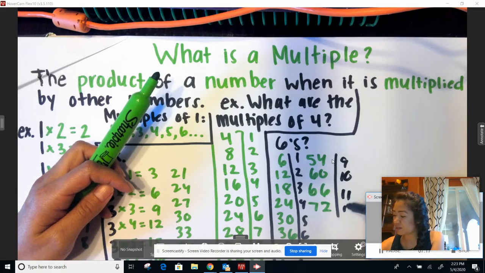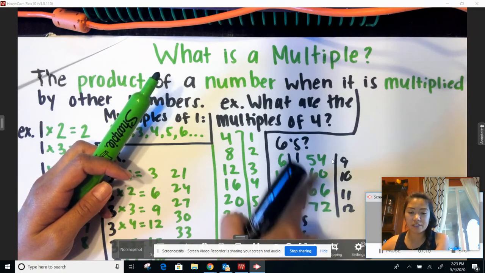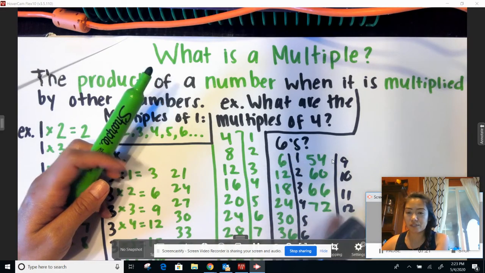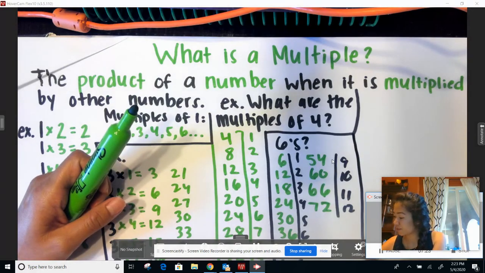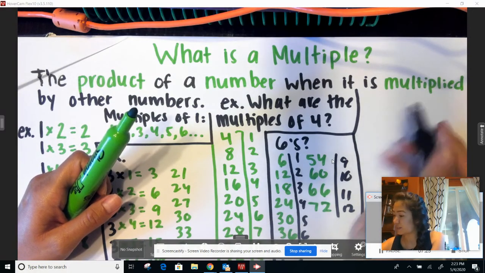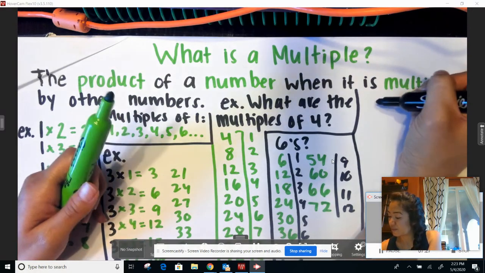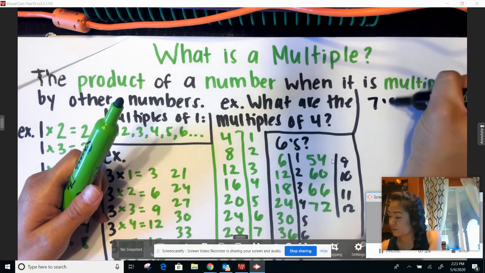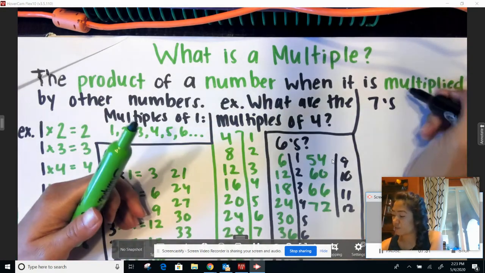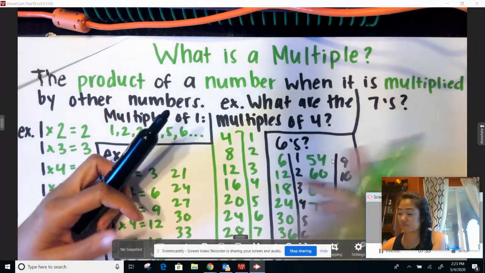So these are the multiples of 6 all the way up to 6 times 12. All right, one more. Let's do our 7's, I suppose. All right, multiples of 7.